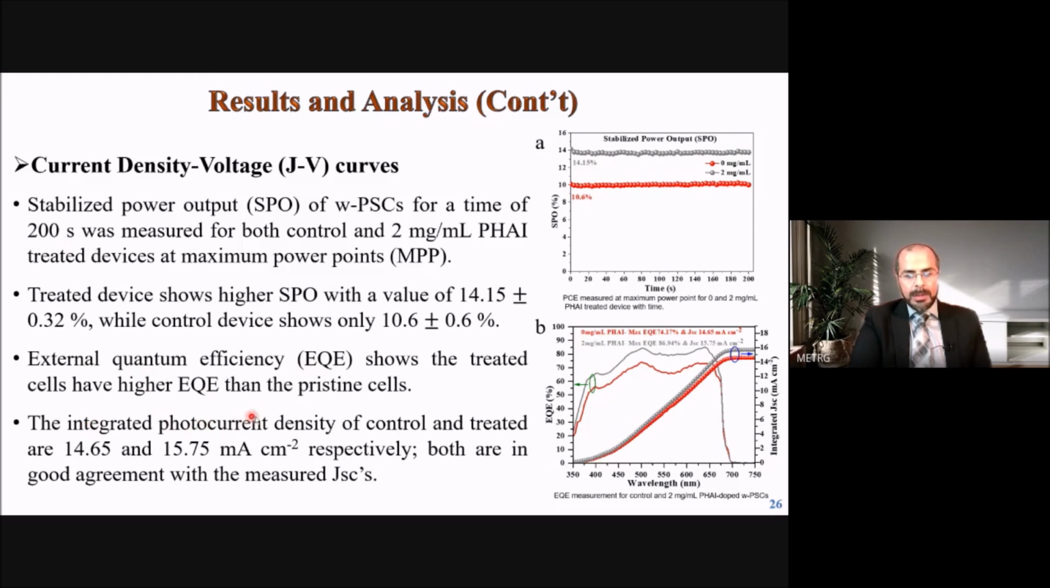The integrated photocurrent density of the control and the treated, optimal conditions were 14.65 and 15.75 milliamps per centimeter squared, respectively. These are basically calculated values, and they are in agreement with the measured values. So we are right there. The theoretical values are in good agreement with the measured values.